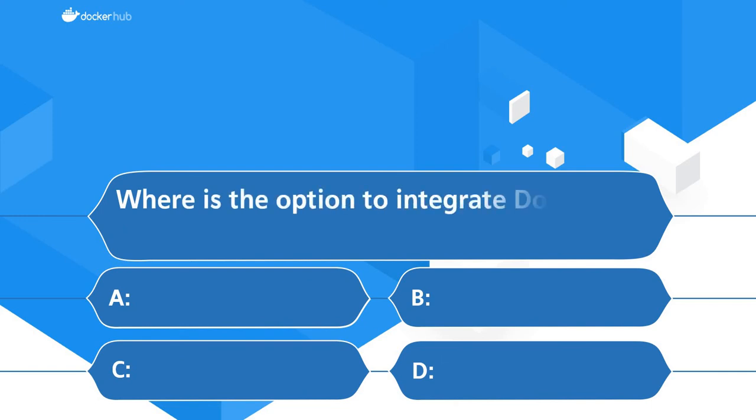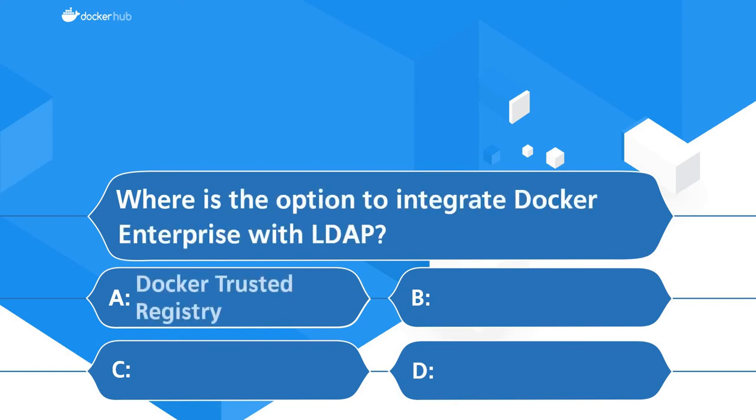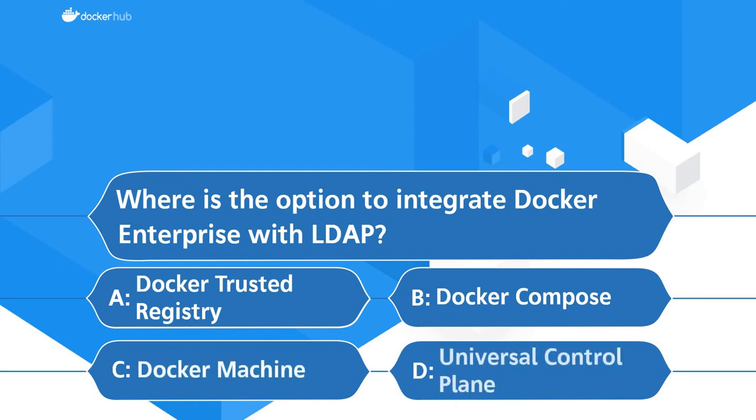Where is the option to integrate Docker Enterprise with LDAP? A. Docker Trusted Registry. B. Docker Compose. C. Docker Machine. D. Universal Control Plane. Your time starts now.